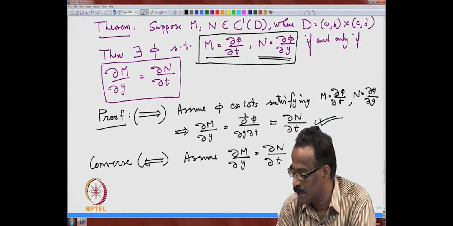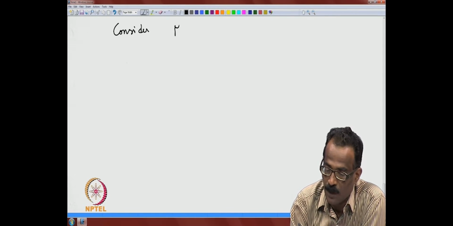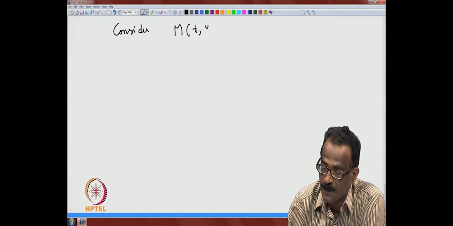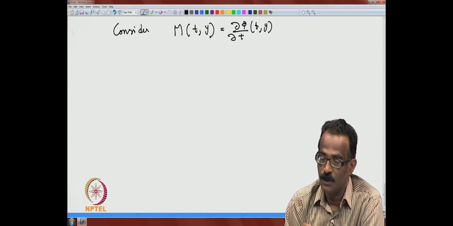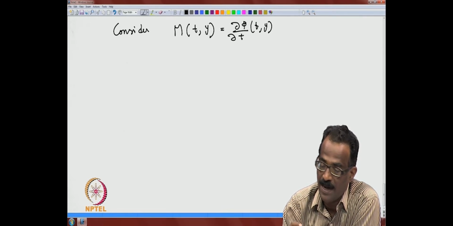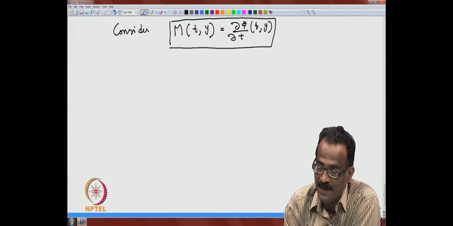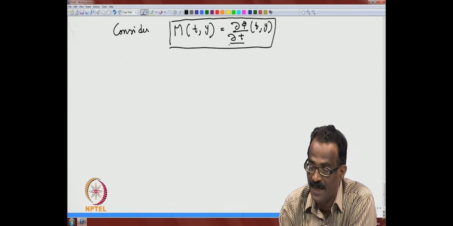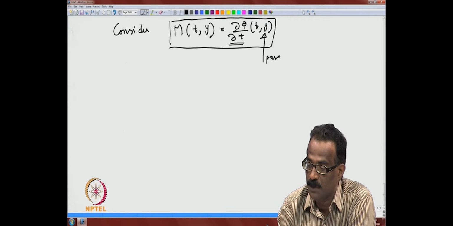So, look at constraint 1. Consider this equation. We want to know, does there exist phi such that m(t,y) is equal to dφ/dt (t,y)? You want to prove this one. When you look at this equation, it is nothing but a first order ODE in t, and y appears like a parameter.